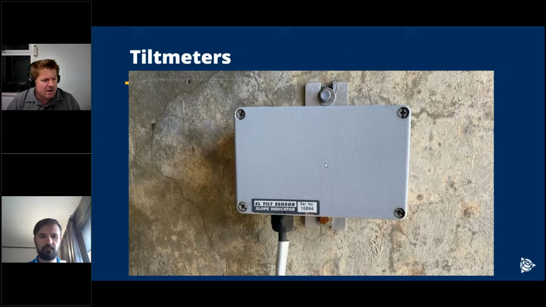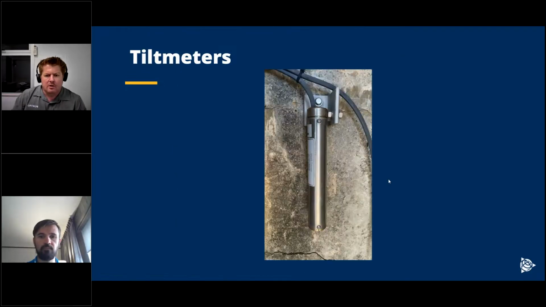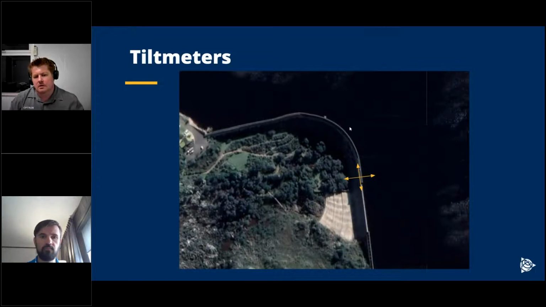Okay, then we've got quite a number of tilt meters on the dam wall as well. This is a uniaxial tilt meter, so it just monitors tilt in one direction. To show you where it's installed on the dam wall, it monitors any tilt happening in the direction of those arrows. Then right next to it, we have a biaxial tilt meter as well. This monitors in both axes: upstream, downstream, and then left to right as well.